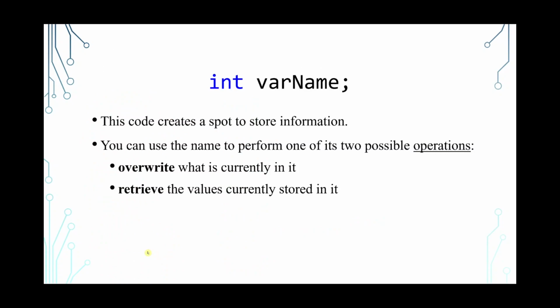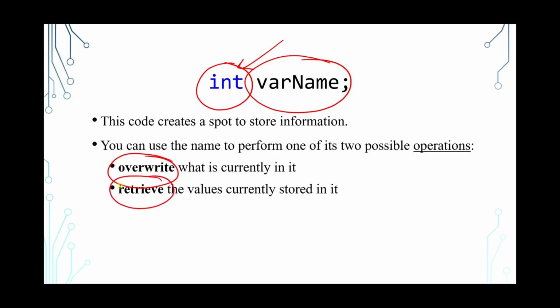So how to define a variable? You first start with the data type. Int represents a whole number. So this code creates a spot to store information. What kind of information do we want? The data type says it's int, so this variable is going to hold a whole number. Then you choose a good variable name. So you can use the name to perform one of these two possible operations. Overwrite what is currently inside, or retrieve what is currently inside.